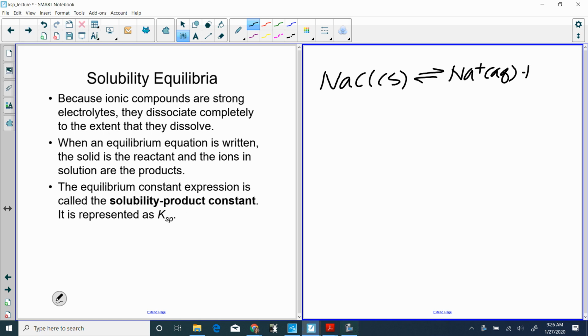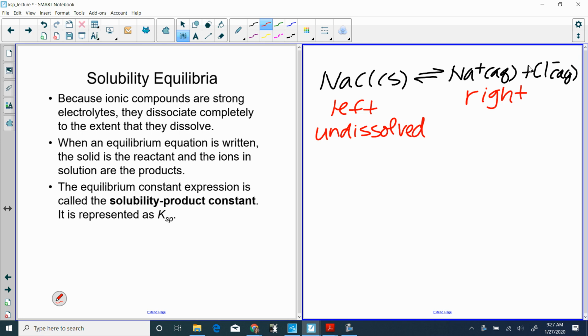Split into its ions, and that means that it has charges and they're going to be aqueous. So this is our left, this is our right. Our left is going to be our solid side. We say it's undissolved, meaning it doesn't have any water in it, okay? The right is the dissolved side. It's going to be aqueous, it has water in it.